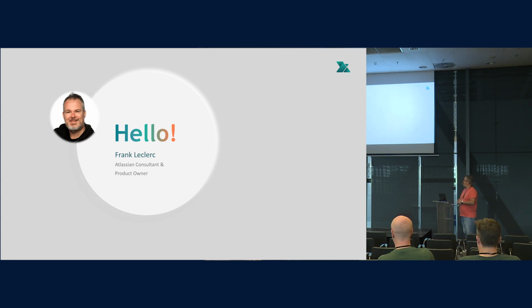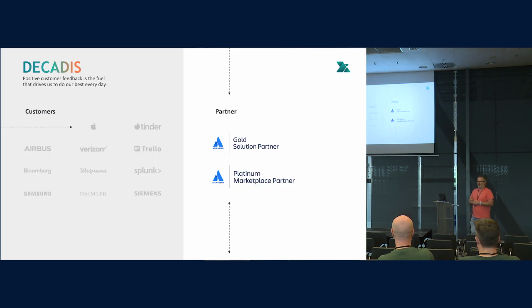Decadis is a company from Germany, and we have a solution business and also marketplace business. Short overview about our customers. I think there are some nameful customers in our portfolio, like Apple, Airbus, or Siemens, for example. As I mentioned, we are currently Gold Solution Partner with consulting services, but our main topic is marketplace business. We are currently Premium Marketplace Partner with several apps for Jira and Confluence, for data center as well as cloud.